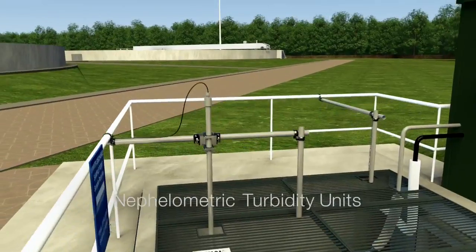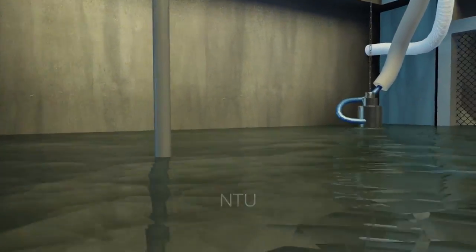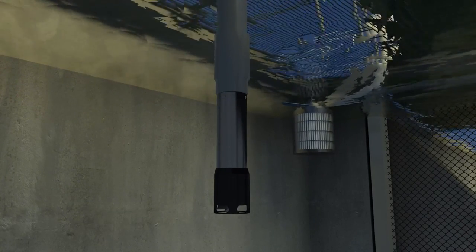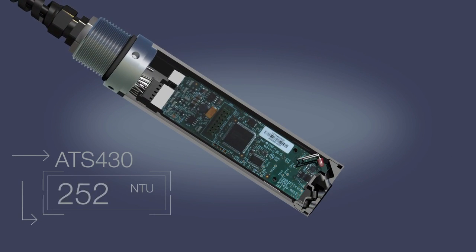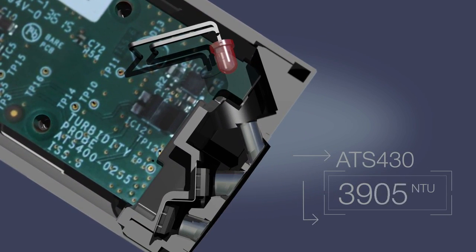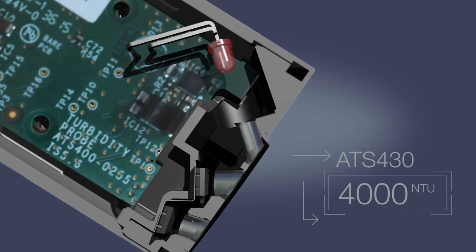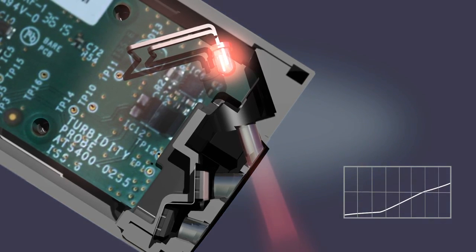Expressed in nephelometric turbidity units, NTU, turbidity measurement enables the level of suspended solids present in water to be accurately assessed. ABB's ATS430 uses internationally approved nephelometric measurement technology to accurately measure turbidity concentrations up to 4,000 NTU. The sensor directs a beam of infrared light into the sample.